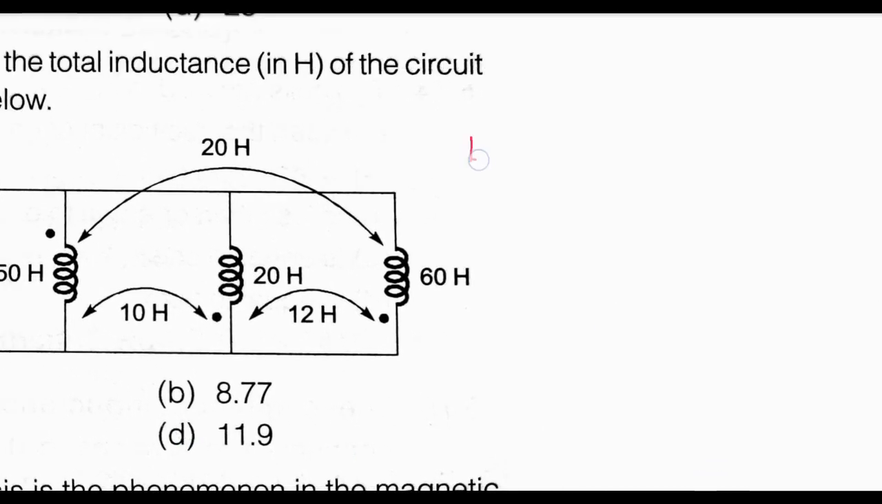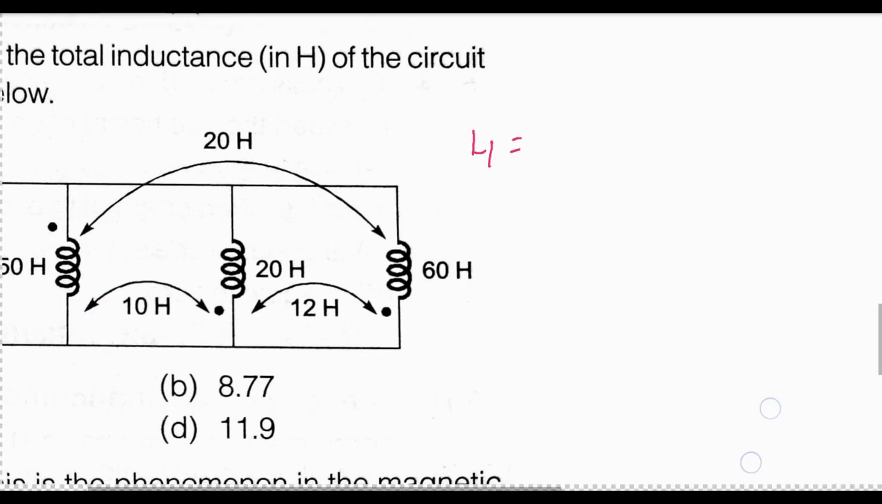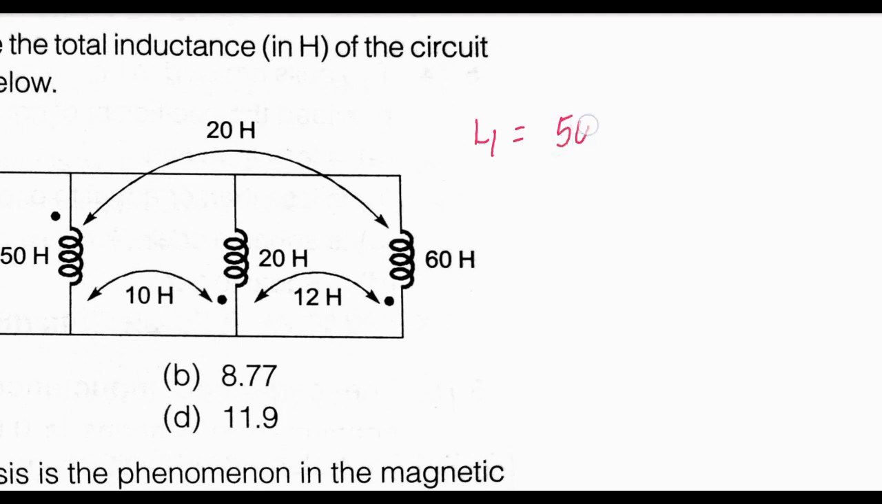So what will be the L1 equivalent? For this one, this will be its self inductance, that is 50 minus 10. 10 is the minus 10 here, minus 10 here, because here the dot is different, that means the orientation is different and the mutual inductance is not adding, this is opposing, so this is minus. And similarly minus 20 for this one.